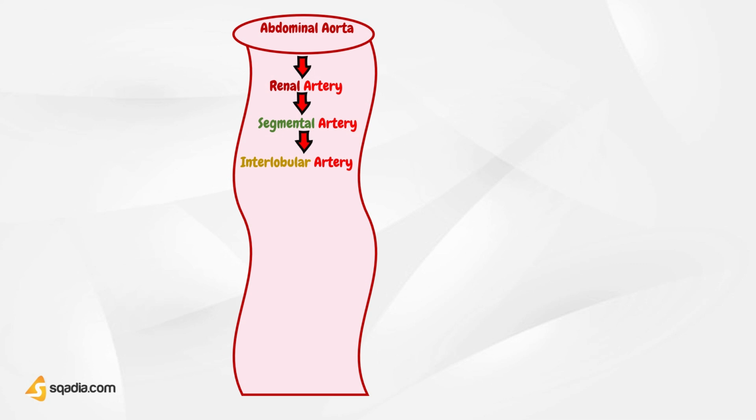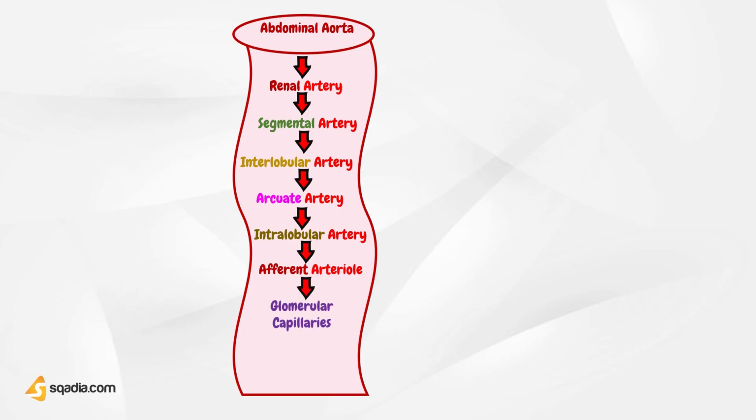At the base of the pyramid, it turns and runs parallel to the base of the pyramid, forming the arcuate artery. Each arcuate artery gives rise to interlobular arteries. Interlobular arteries run through the renal cortex, perpendicular to the arcuate artery. From each interlobular artery, numerous afferent arterioles arise. The afferent arteriole enters the Bowman capsule and forms the glomerular capillary tuft.